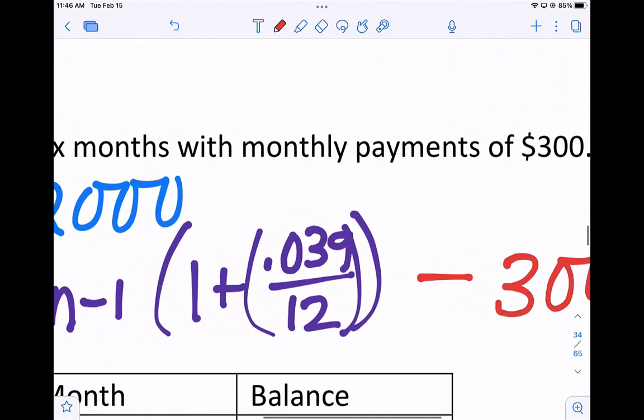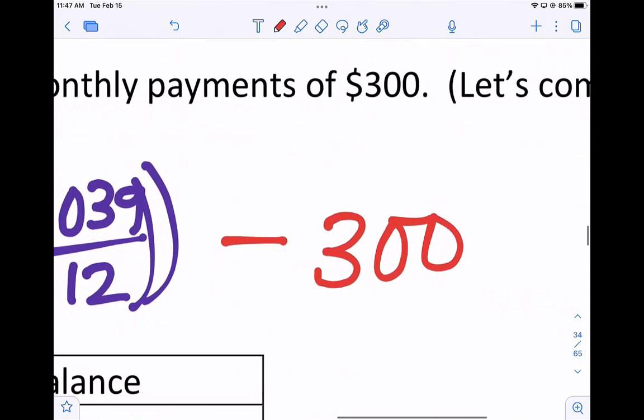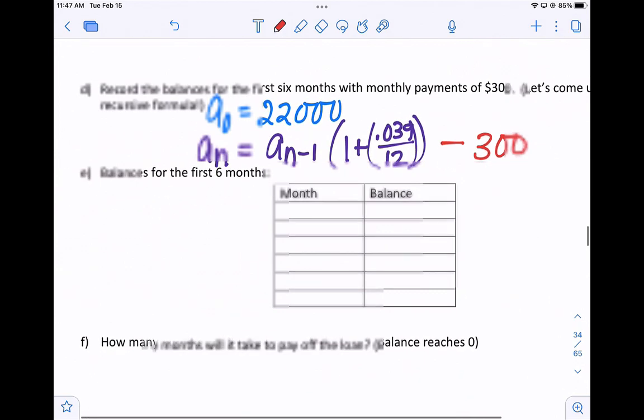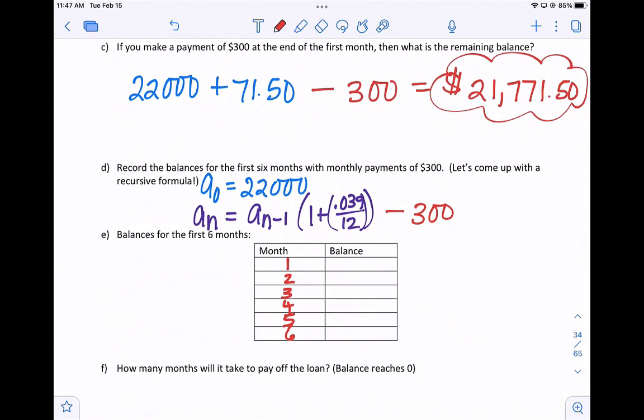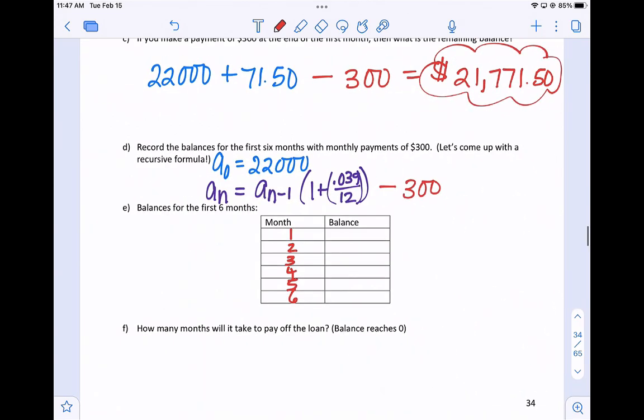We calculate the interest on what we owe, but then we subtract our payment of $300. So the balances for the first 6 months, we can program this into our calculator like we did yesterday with the shifted geometric. This is also shifted geometric. We also can use a spreadsheet to calculate that.